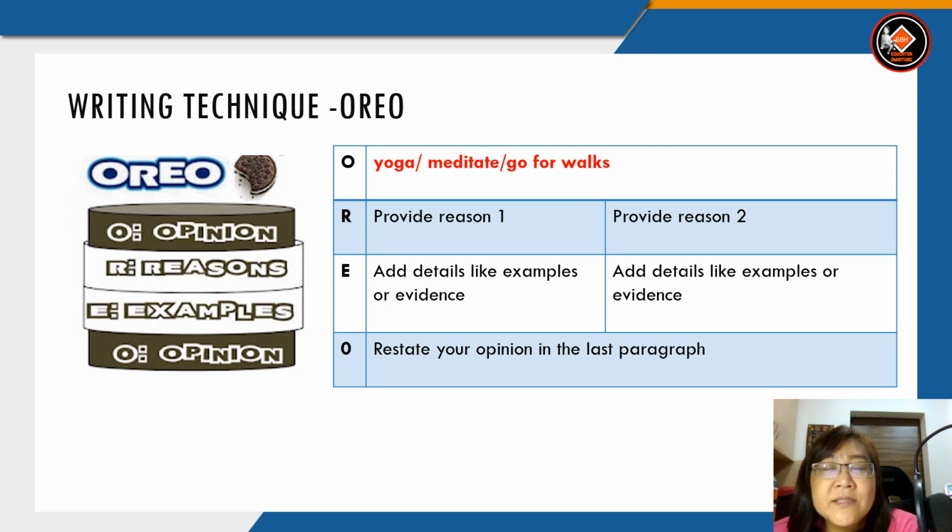Then don't forget, in the last paragraph, you have to restate your opinion. If you choose yoga, so you have to restate opinion about yoga. Or if you choose meditate, then you have to write about meditate. Or if you choose go for walks, you have to restate your opinion about going for walks.